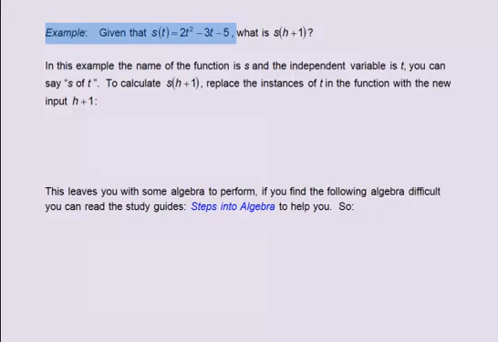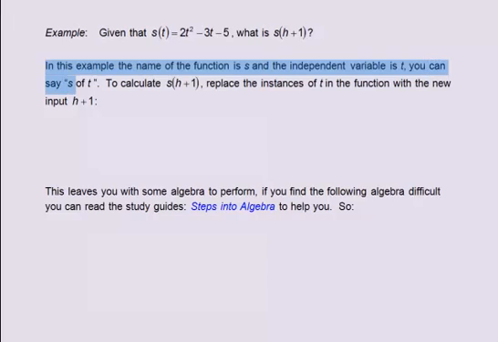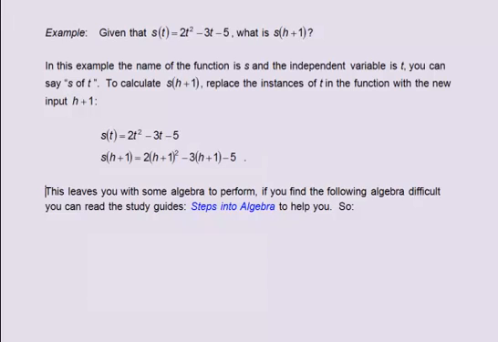Example: given that s of t equals 2t squared minus 3t minus 5, what is s of h plus 1? In this example, the name of the function is s and the independent variable is t. You can say s of t. To calculate s of h plus 1, replace the instances of t in the function with the new input, h plus 1. Start with s of t equals 2t squared minus 3t minus 5. Replace t with h plus 1. s of h plus 1 equals 2 times (h plus 1) squared minus 3 times (h plus 1) minus 5.